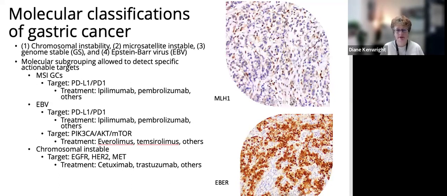Right, so molecular classifications of gastric cancer. Why is this important? It is important because it influences the chemotherapy. So this is our job. Someone has gastric cancer, they get a biopsy, we will diagnose it, but we will also do molecular studies on it so that their treatment can be optimized.